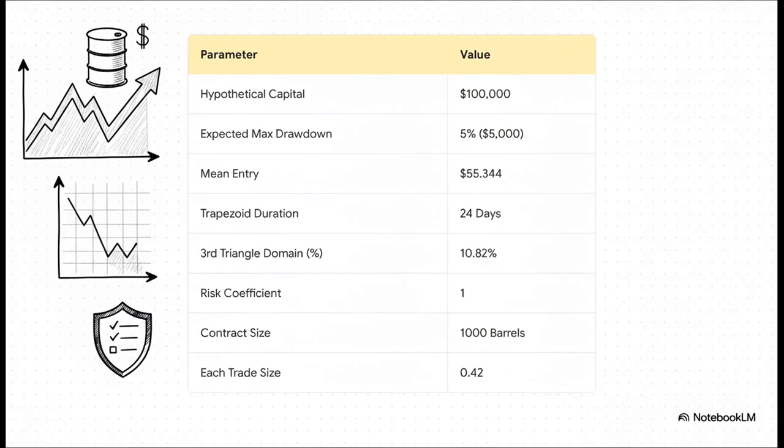Now, a plan is nothing without solid risk management, right? This table spells out the exact parameters for this analysis. It's all based on a hypothetical capital of $100,000. And check this out, a super strict max drawdown of just 5% or $5,000. These aren't just suggestions. These numbers are going to guide every single decision.